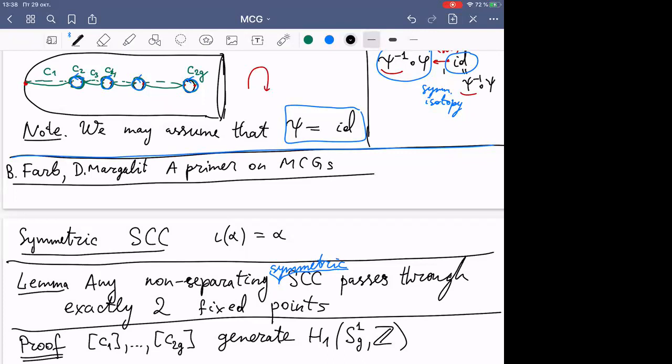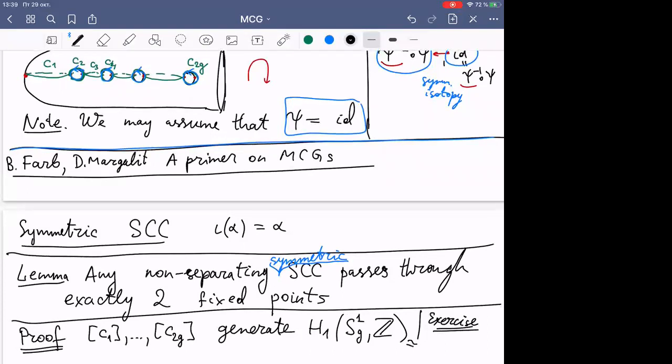Okay, this is more or less obvious. This is a good exercise: just consider a cellular decomposition and understand that this is indeed a basis. Actually, they form the basis of this group, which is of course isomorphic to Z to the power 2g, and this is the basis.